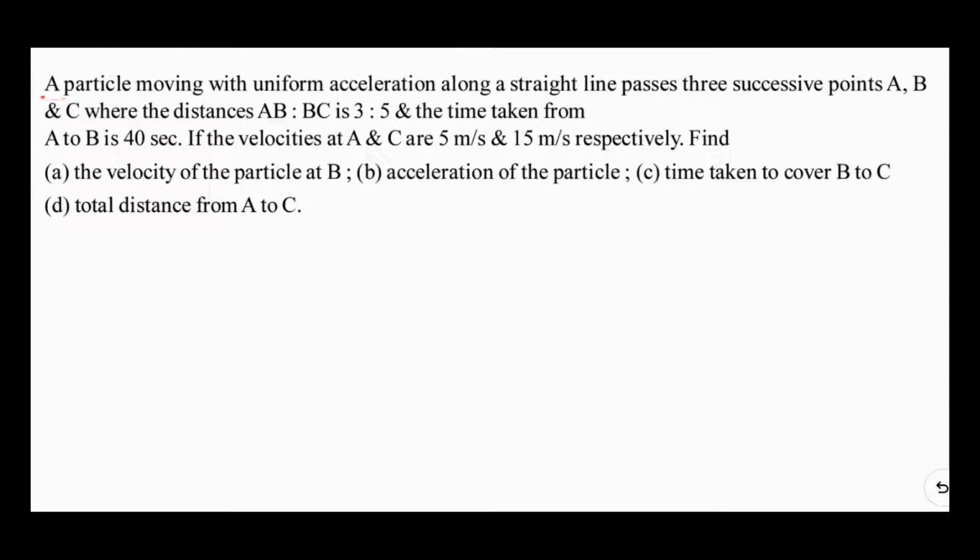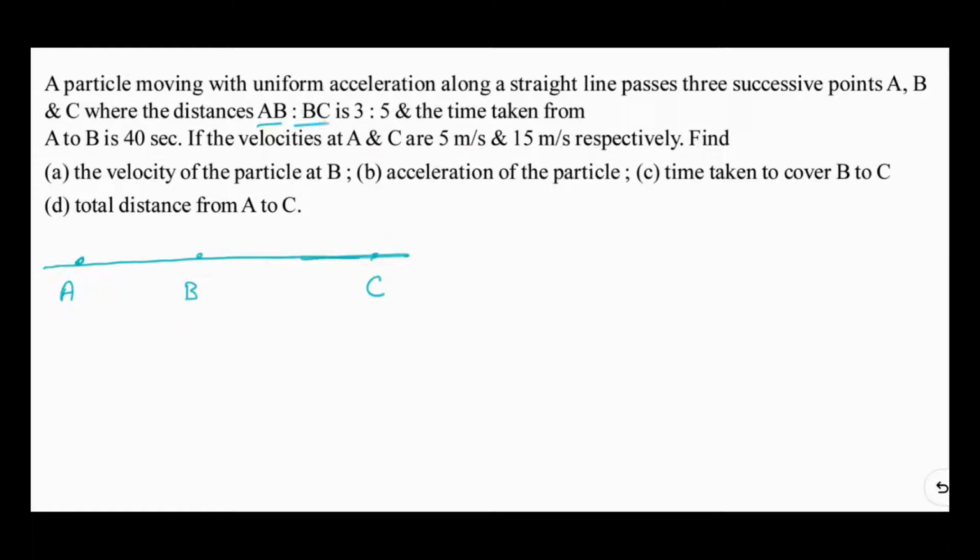In this question, it is given that a particle moving with uniform acceleration along a straight line passes three successive points A, B, C where distances are in some ratio. So let us draw the diagram of this question. It's given that the particle is going in a straight line and there are 3 points, namely A, B, C. These are successive points.